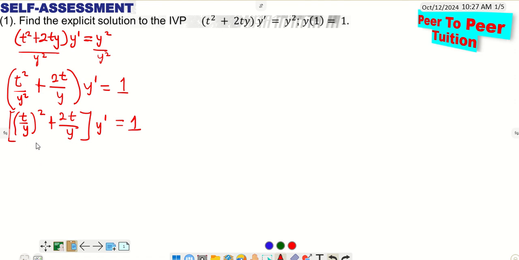So it will be better to let our u be equal to t over y. If u is equal to t over y, then we can make y the subject. So let's make y the subject from here. y will be equal to t over u. Then what do we have to do? We have to differentiate y with respect to t.